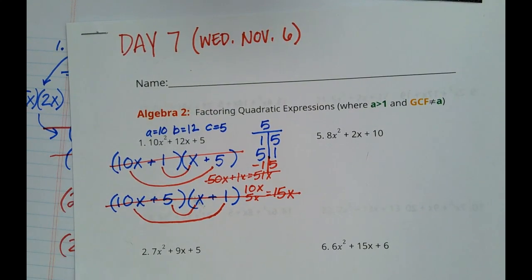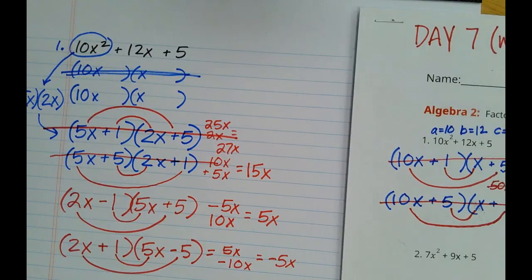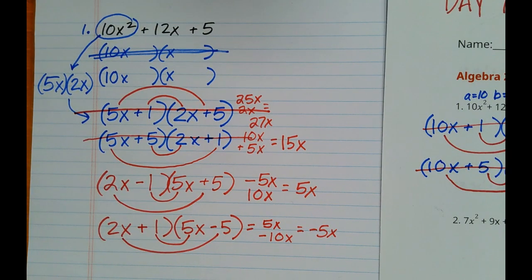Should we try the negative factors with 10 and 1? Maybe we moved on too quick. Yeah, absolutely. I know.